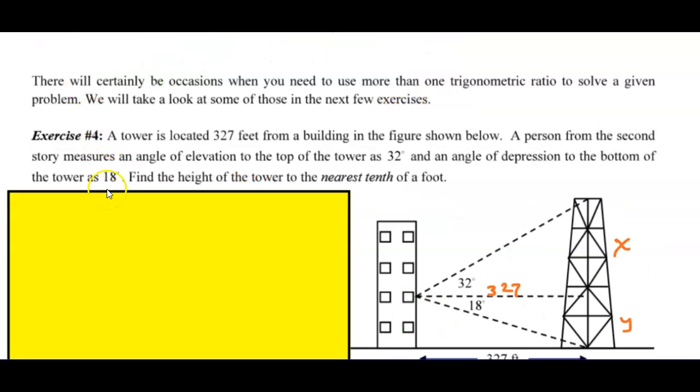Okay, next page. All right, we've got this tower problem. And we're 327 feet between the tower and the building. A person from the second story measures an angle of elevation. So again, that's looking up from the second story, 32 degrees. Angle of depression, again, looking downward from the horizontal to the bottom, to the ground, at 18 degrees. Find the height of the tower to the nearest tenth of a foot.